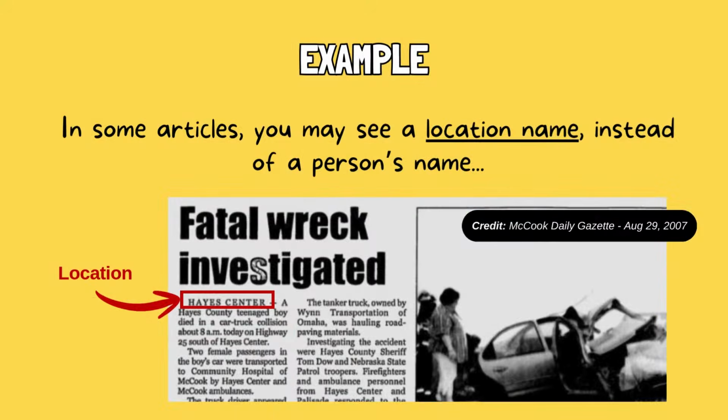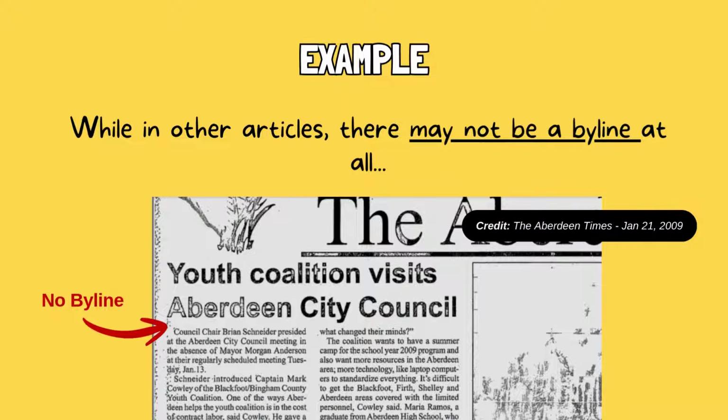In some articles, you may see a location name instead of a person's name. This is very common in articles about accidents and issues that may affect the wider public. While in other articles, there may not be a byline at all, such as the article being a staff report, an editorial, the result of a collaborative effort, or if the newspaper's reputation is more important than the writer's.